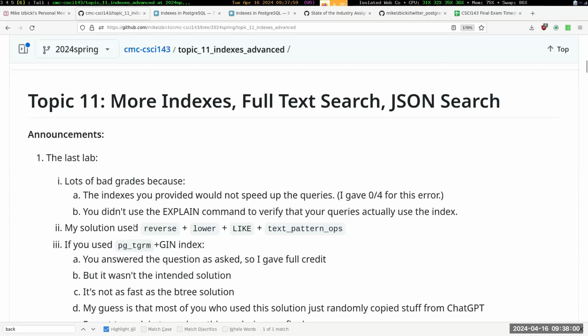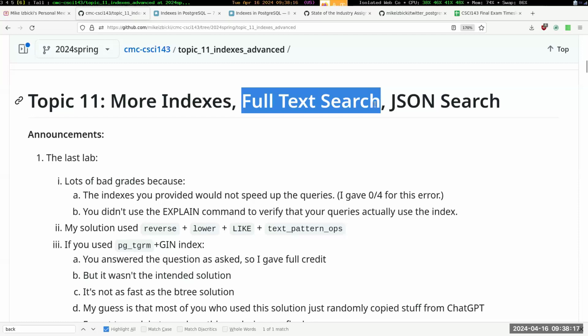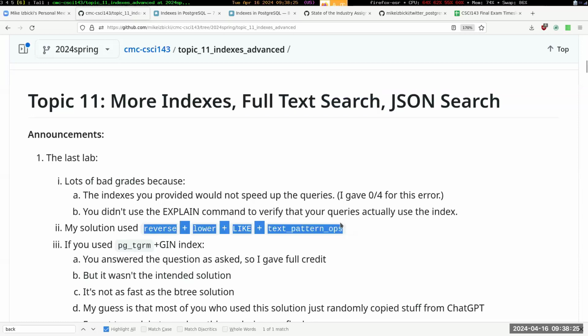My solution, again, use this combination of the reverse, lower, like, and text pattern ops in order to do the query. We'll talk a little bit more about that later on today in class. Our last topic for today is this idea of full text search, so how to efficiently search through large document collections. And we'll talk about some of the situations where this works and some of it doesn't.